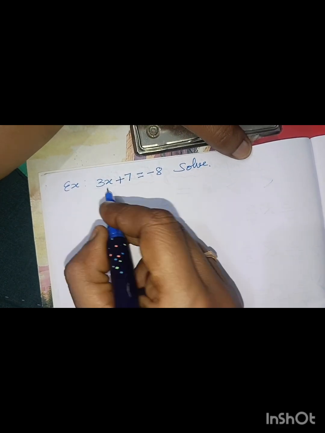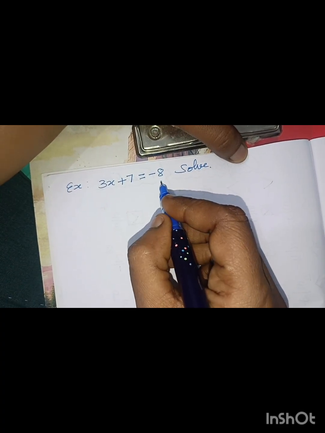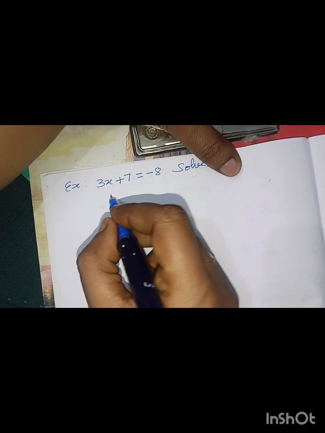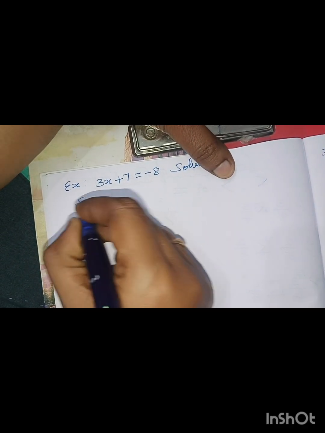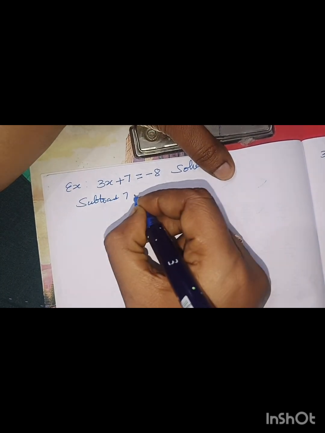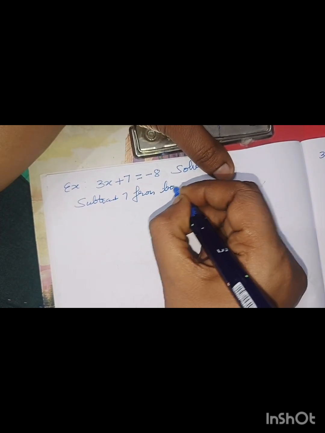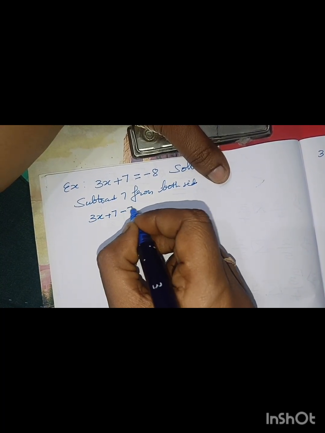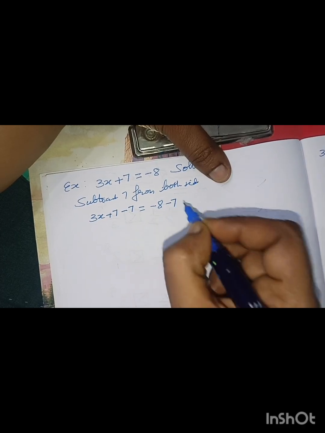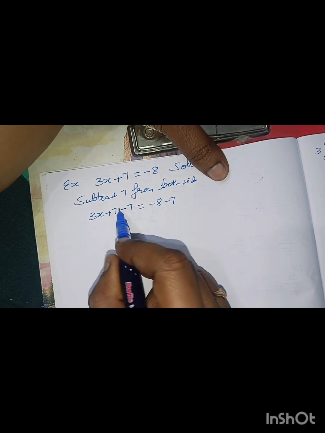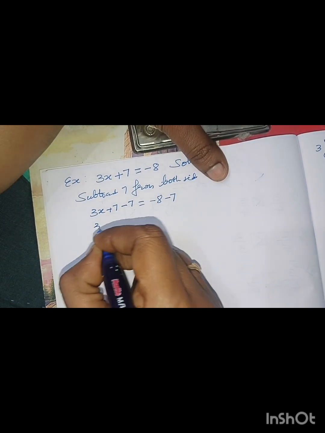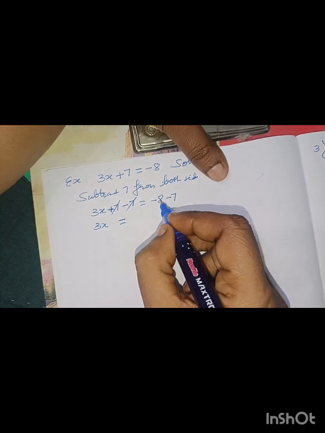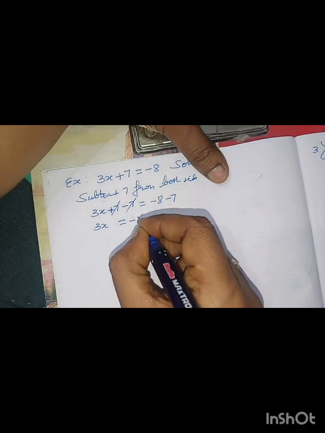Let us take one example: 3x plus 7 equals minus 8. We have to find the value of x here. So, subtract 7 from both sides. 3x plus 7 minus 7 equals minus 8 minus 7. Now in 3x, the plus 7 and minus 7 will cancel. Minus 8 minus 7 will become minus 15.